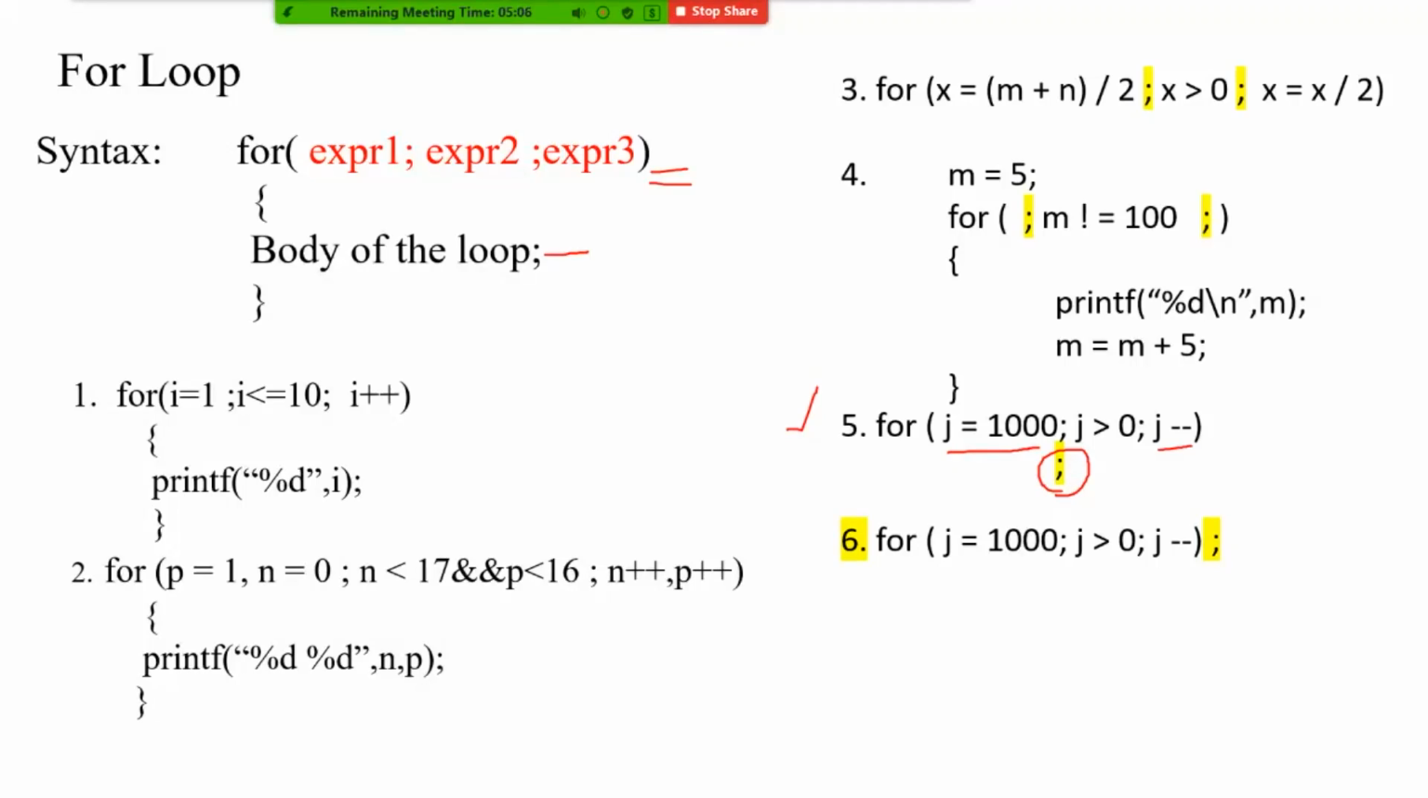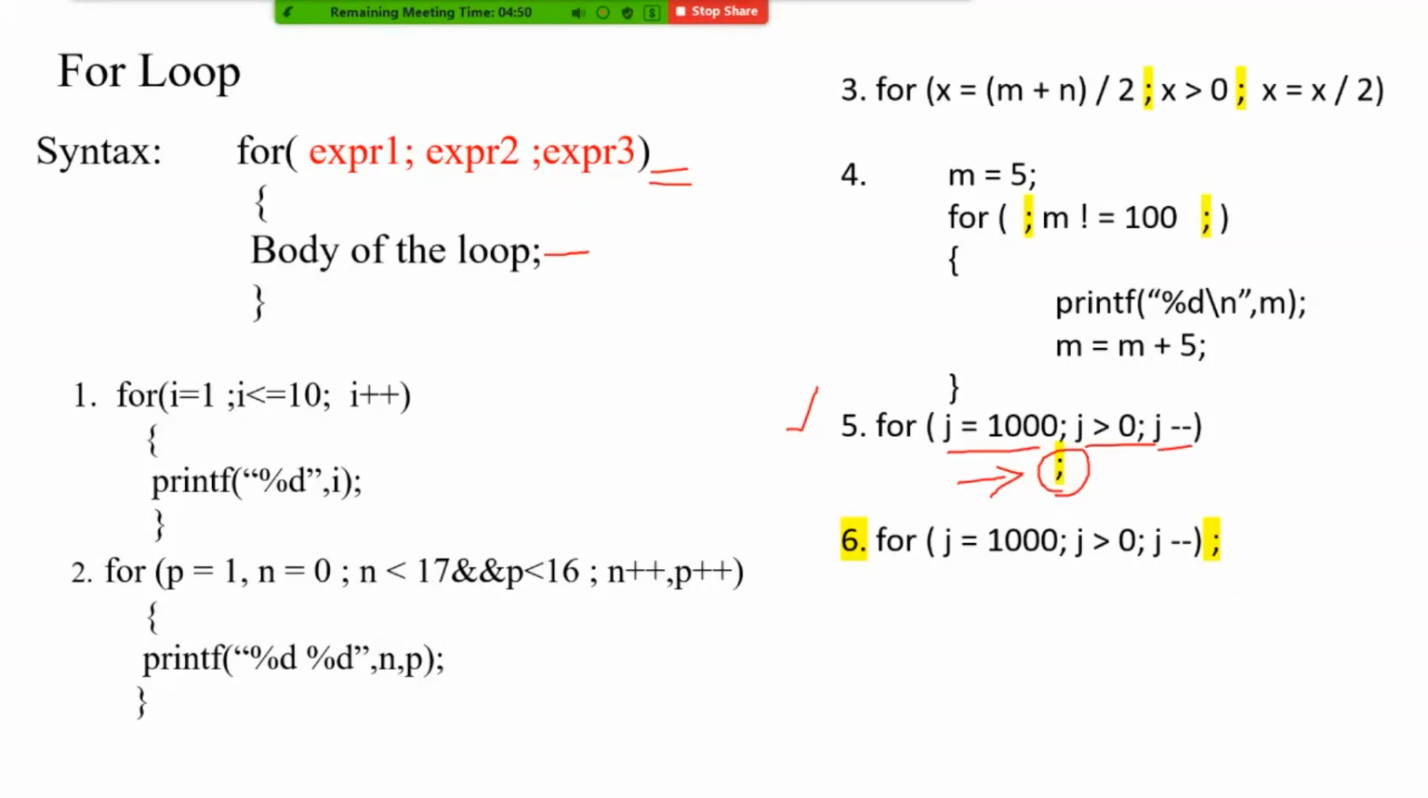Until it is greater than 0, the j value will go up to 1. What is the body of the loop here? The body of the loop is given as a semicolon. When it encounters a semicolon, that means this is the body of the loop.